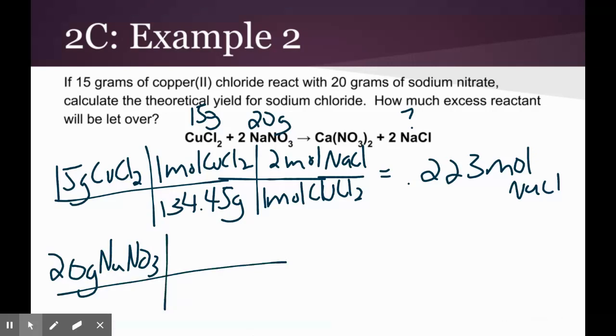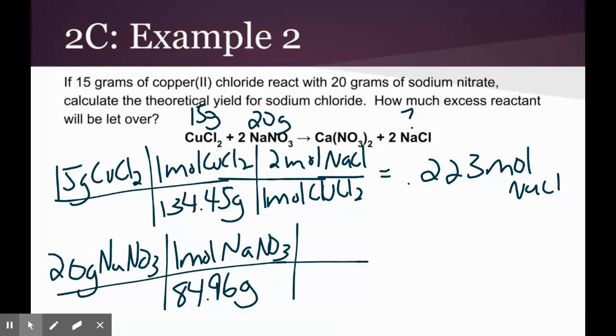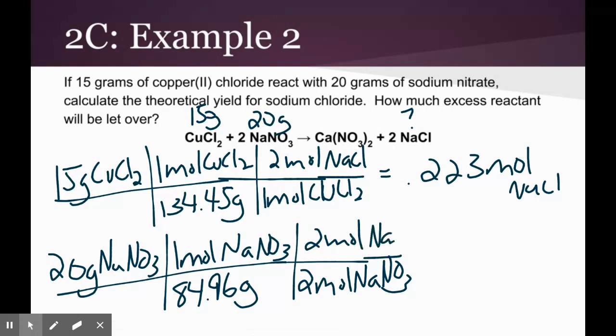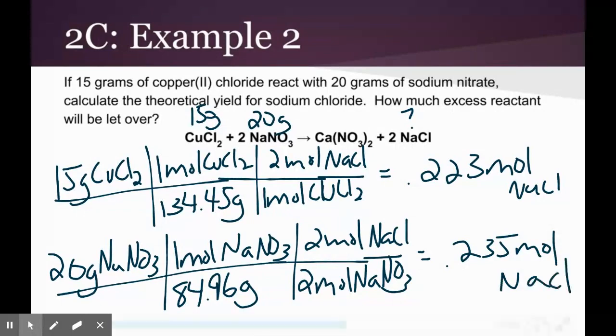Second calculation is from 20 grams of NaNO3. So we want to go from grams to moles of that. Molar mass is 84.96 grams. And then in the equation we have 2 moles of NaNO3 for every 2 moles of NaCl. So when you do that calculation, you get 0.235 moles of NaCl. So your limiting reactant is going to be the 15 grams of CuCl2 because that produced the lesser amount of product.